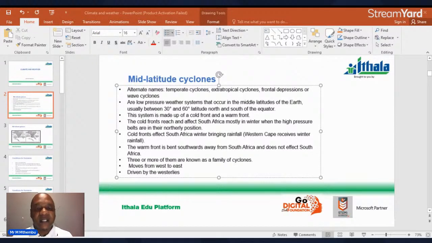So these are your cyclones around the world. Remember, around the world, you will notice and remember that in Australia they are called willy-willies. In South Africa they are tropical cyclones. In North America they are called hurricanes.